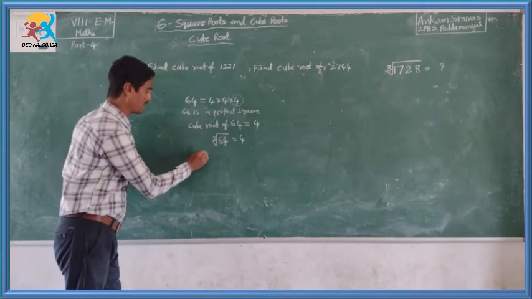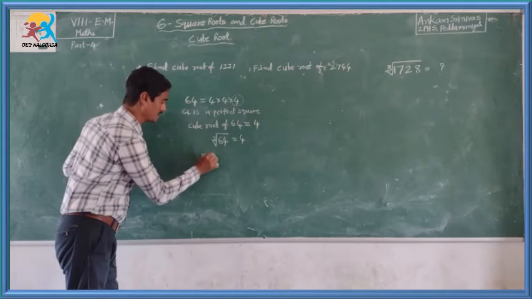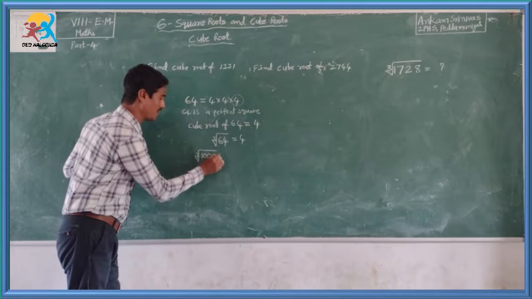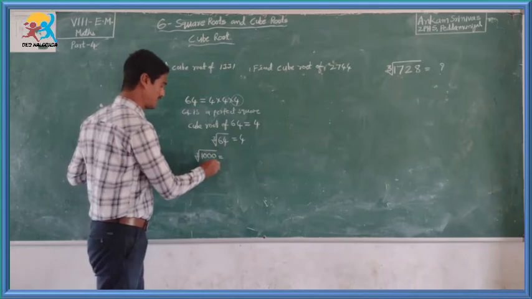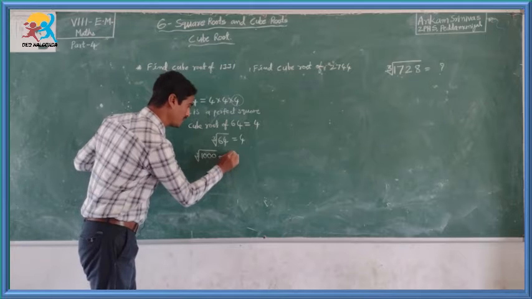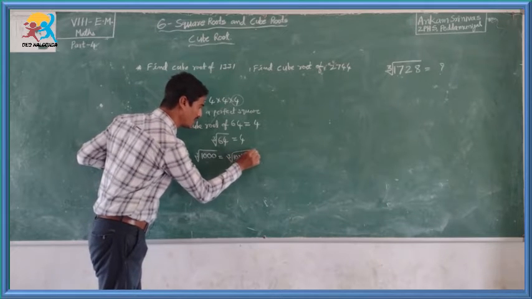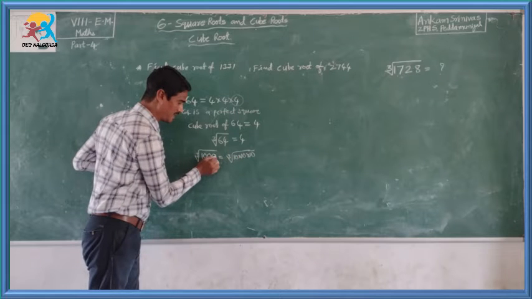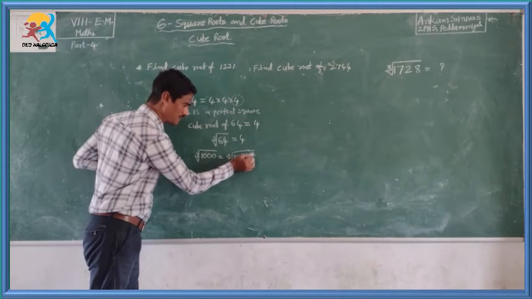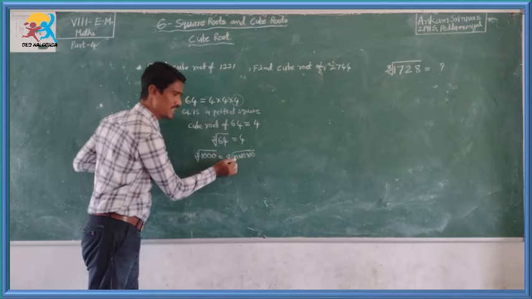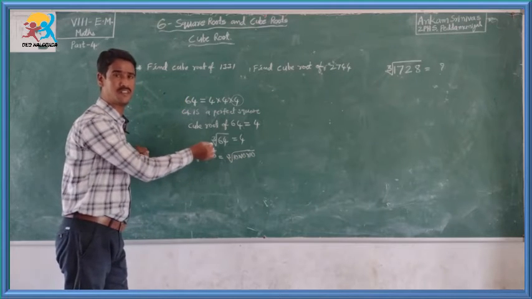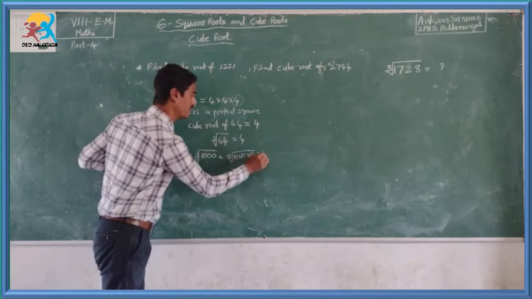Suppose I take 1000, the cube root of 1000. How can we write the cube root of 1000? Cube root of 10 into 10 into 10. 1000 can be written as a product of three same numbers. One of the three becomes the cube root of the given number. So it becomes equal to 10.